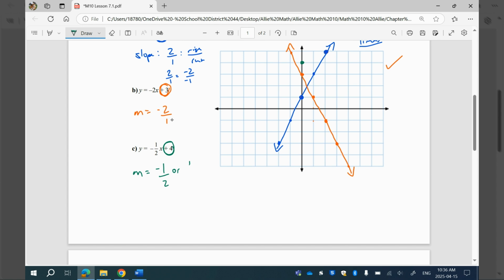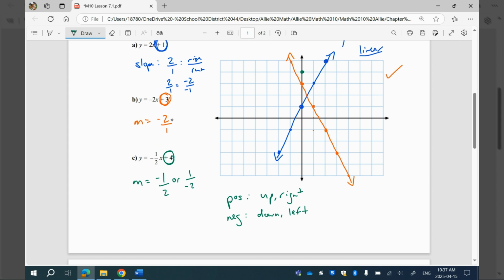Or 1 over negative 2. And I think that's good because if we have a positive number, we go up, right. We have a negative number, that means we would go down or left. So from this point, we can go down 1, because it's negative 1, and then a positive 2, so right 2. Down 1, right 2, down 1, right 2. It's a negative slope, so we do expect it to move that way.